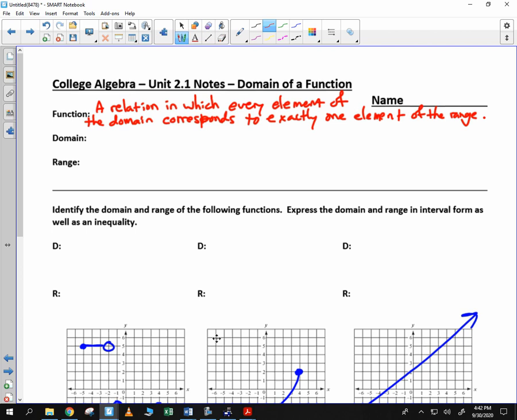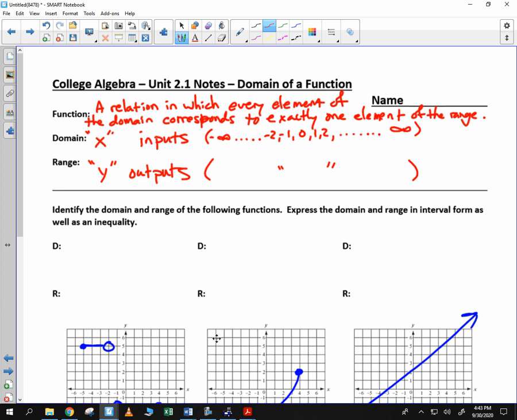Your domain are your x values. They are your inputs. So the idea is that if you have all the numbers, negative infinity, negative 2, negative 1, 0, 1, 2, which ones are available to use for the function or for the relation? Which ones are available? And then the y's are the outputs. And again, out of all the numbers that exist, which ones can you get out?